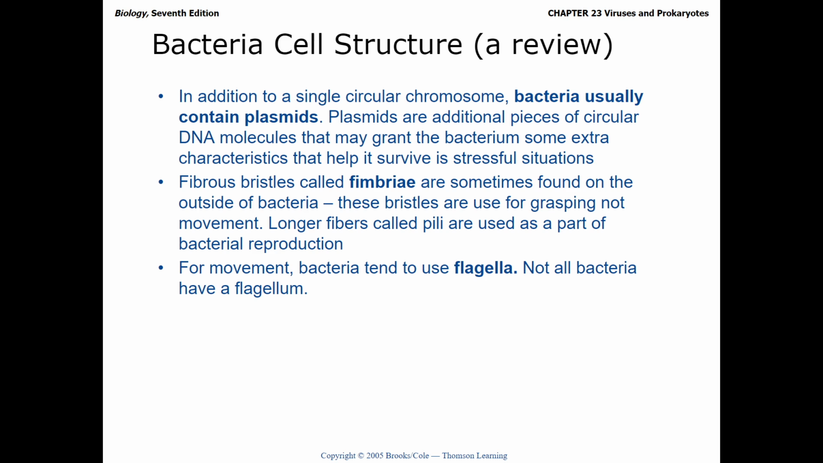In addition to a single circular chromosome, bacteria also sometimes contain plasmids. Plasmids are additional pieces of circular DNA that can sometimes grant a bacterium some extra characteristics that help it survive in stressful situations. You might see fimbriae, long hair-like structures also used for adherence or grasping on some prokaryotes. Longer fibers, called pili, are sometimes part of bacterial reproduction. And for movement, generally there is a flagellum, or flagella, present on a lot of prokaryotes.